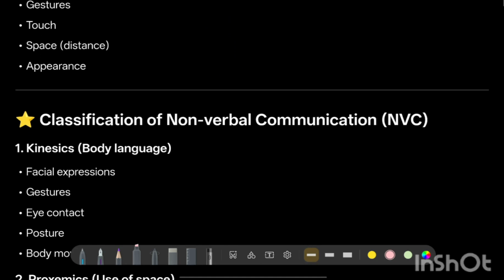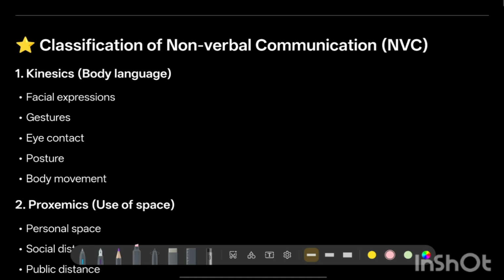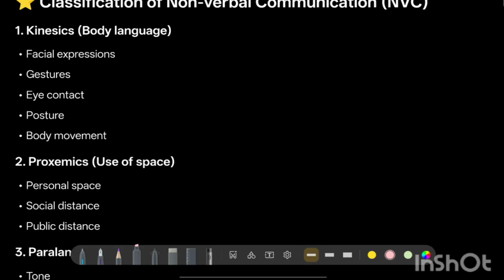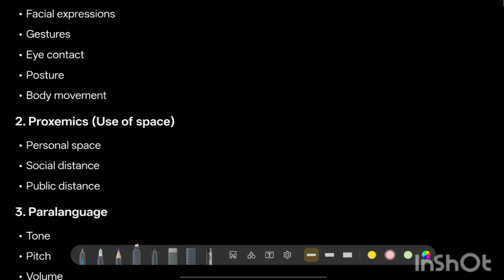I have given examples. Now let us see the classification of nonverbal communication. The first one is body posture, and we also call it kinesics. Under kinesics, we have facial expression and gesture. Gesture is how you're greeting someone. If someone is in front of you and you greet them happily, you're not showing a frowning expression or giving negative vibes to that person. That is a gesture. Gesture is important because how you meet the person is described by your gesture. Okay, so we have eye contact, posture, and body movement.